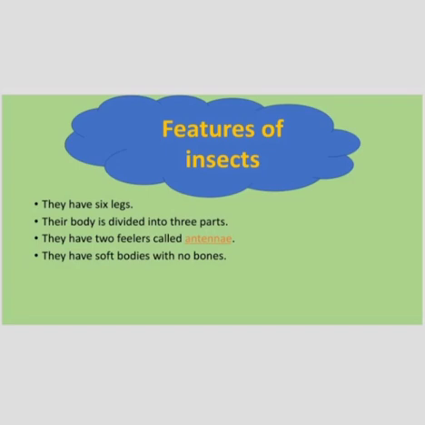Features of insects: they have 6 legs, their body is divided into 3 parts, 2 feelers called antennae, and soft bodies with no bones.